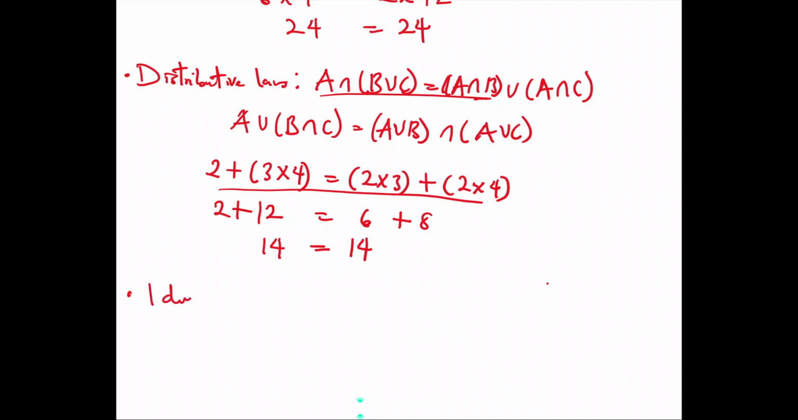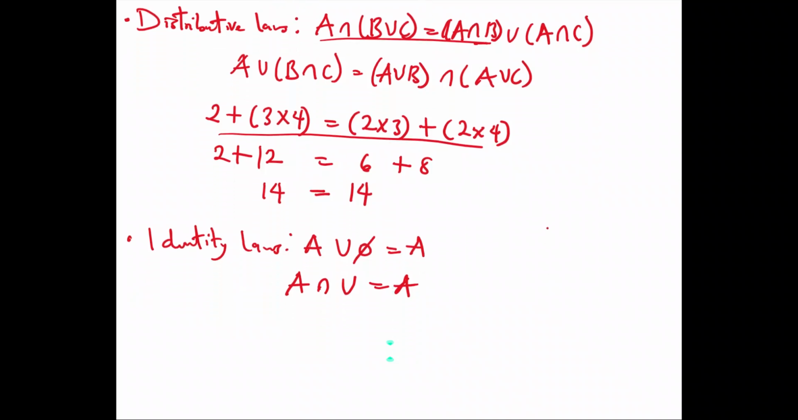And the next type of law is the identity law. The identity law says that A union an empty set is equal to A, or A intersection the universal set is equal to A. So this is what the identity law states.